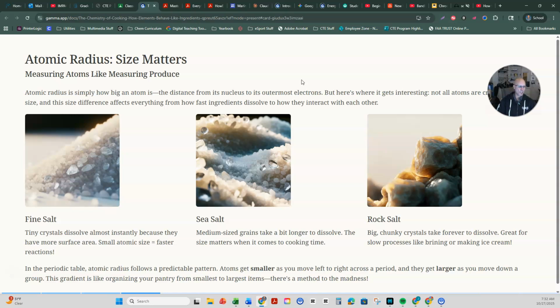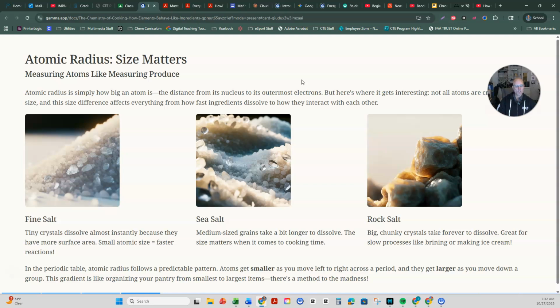Fine salt. Tiny crystals dissolve almost instantly because they have more surface area. Small atomic size equals faster reactions. Sea salt. Medium-sized grains take a bit longer to dissolve. The size matters when it comes to cooking time. And then you have rock salt, big chunky crystals that take forever to dissolve. Great for slow processes like brining or making ice cream.